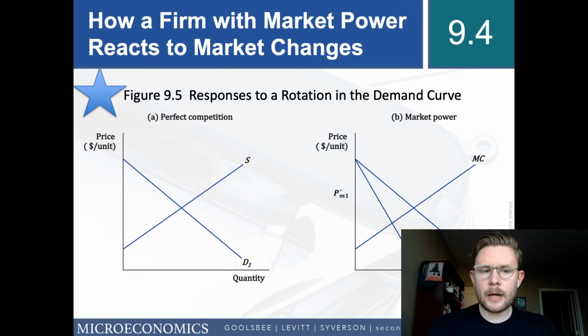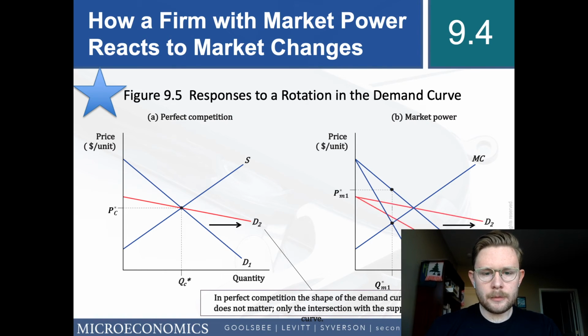Going to our graphs, we have the perfectly competitive case on the left-hand side and the market power case on the right-hand side. We have our equilibriums. First, we say that even if demand becomes more elastic in the perfectly competitive case, it doesn't matter because the shape of the demand curve doesn't matter. Only the intersection with the supply curve matters. So demand can become flat, doesn't change the price and quantity combination.